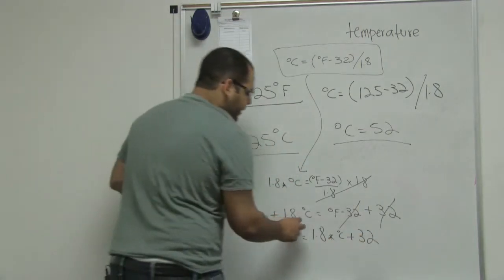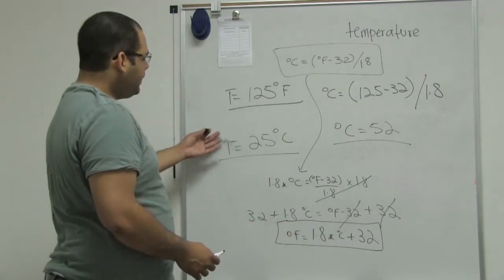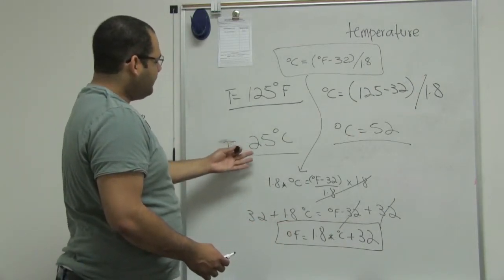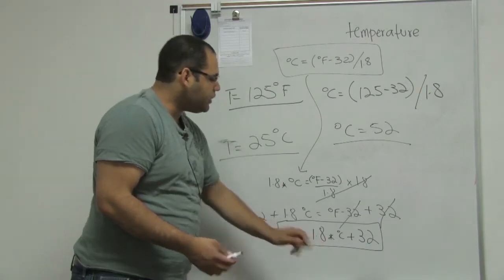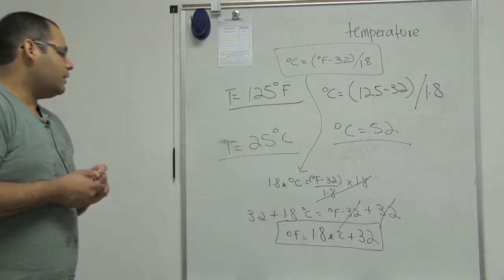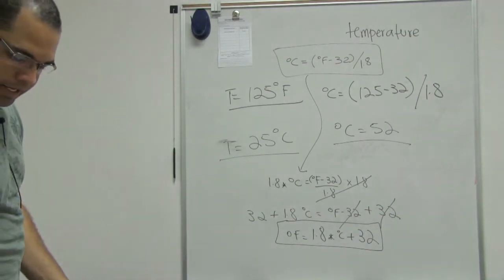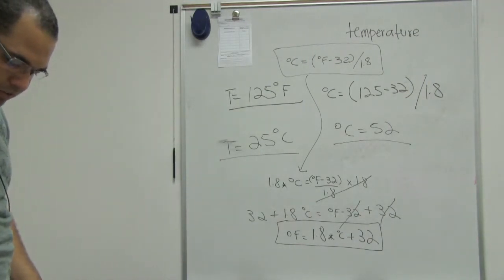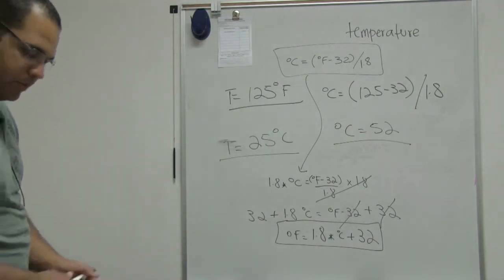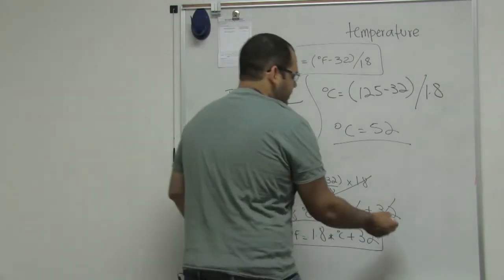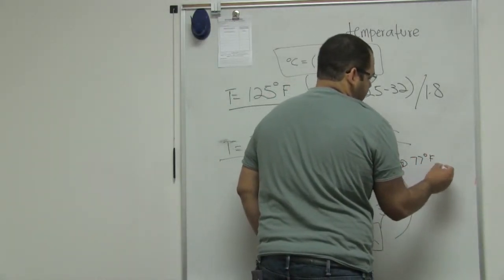So now that I solved my equation for Fahrenheit, what I need to do is just plug in the temperature that the problem gave me, and figure out what is the temperature in Fahrenheit. So in the case of 25, it would be 1.8 times 25 plus 32, which gives me 77 Fahrenheit.